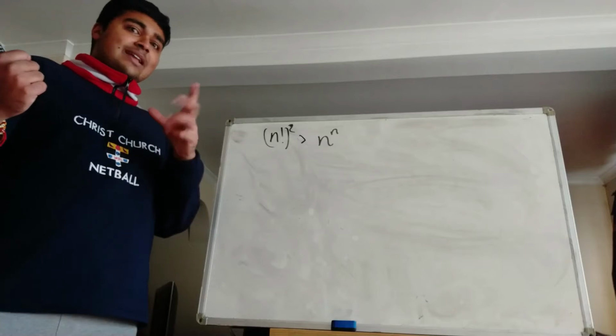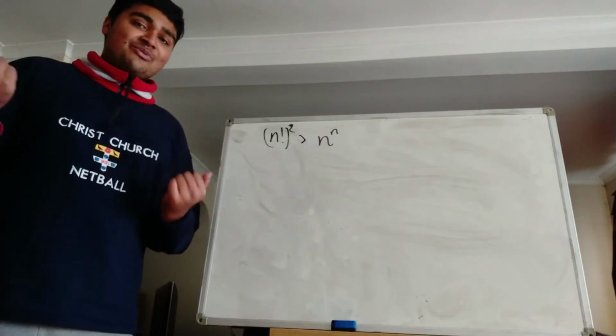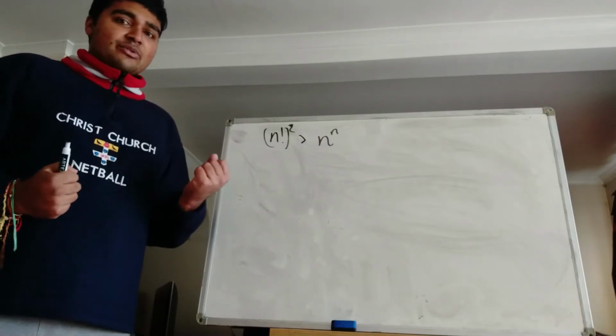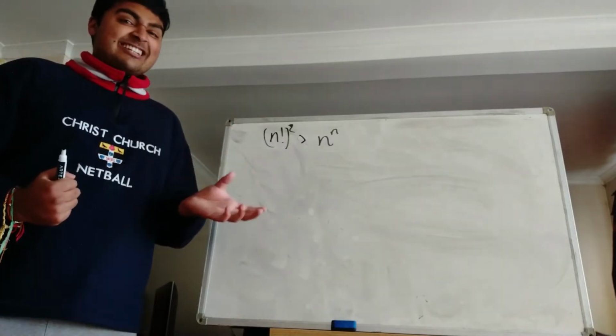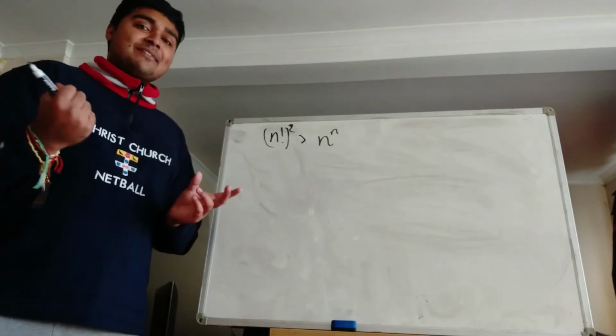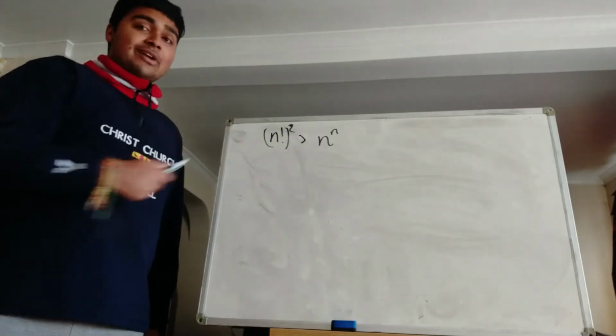The 2 factorial squared is 2 squared, which is 4, and the right hand side is 2 to the 2, which is 2 squared, which is also 4, so we have equality. But as soon as we hit n equals 3, we have 3 factorial squared, which is 6 squared, which is 36, and the right hand side is 3 to the 3, so 3 cubed, which is 27. And of course 36 is bigger than 27, so we see this inequality is true for n equals 3.